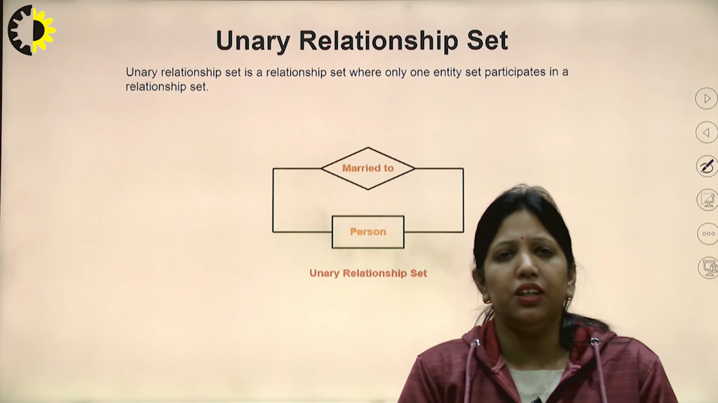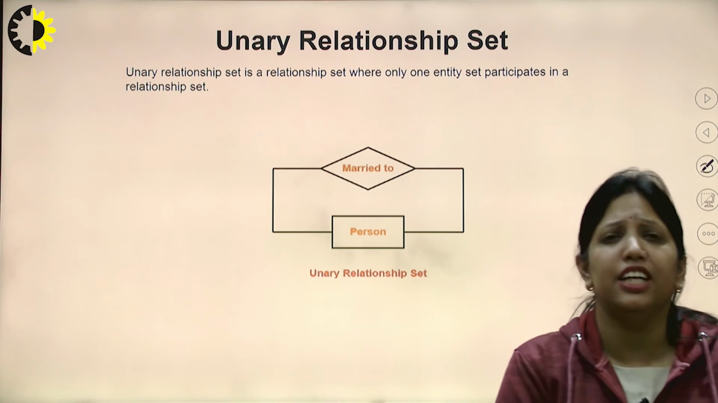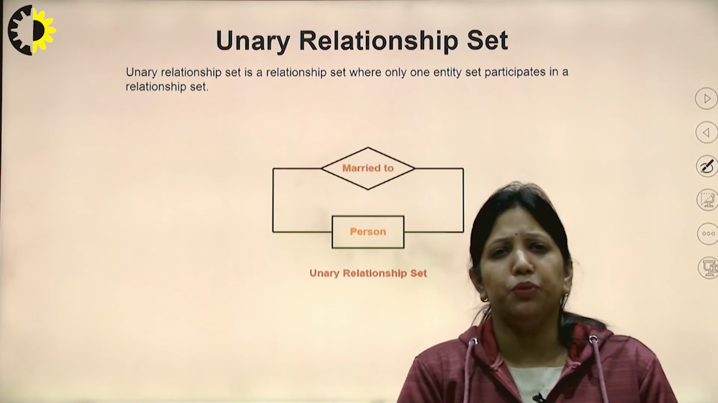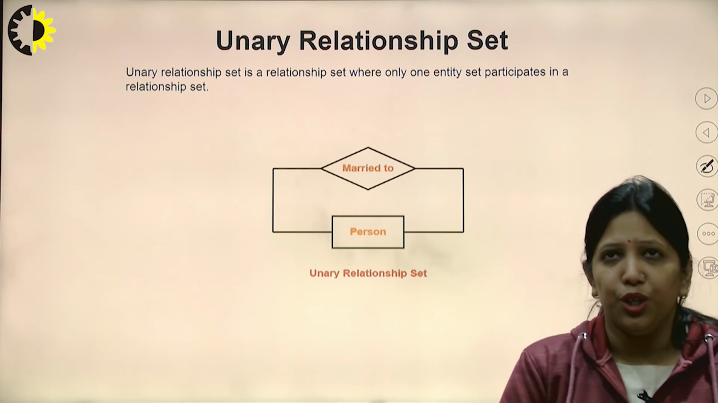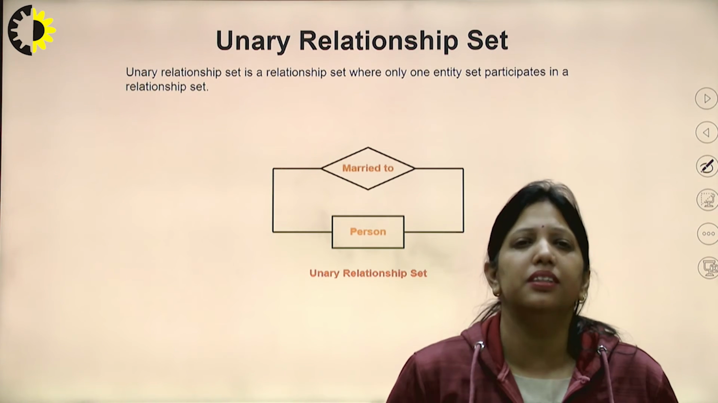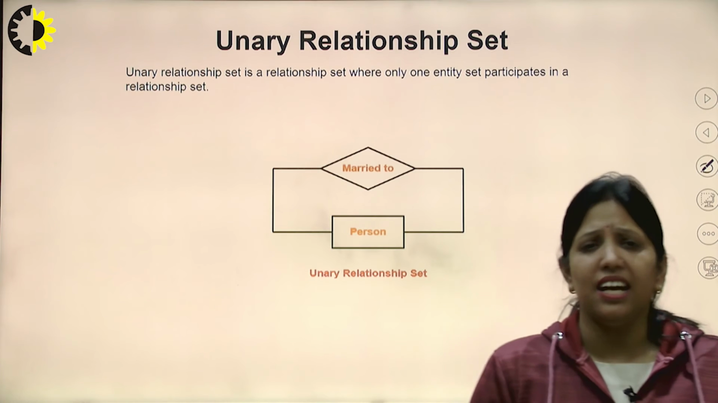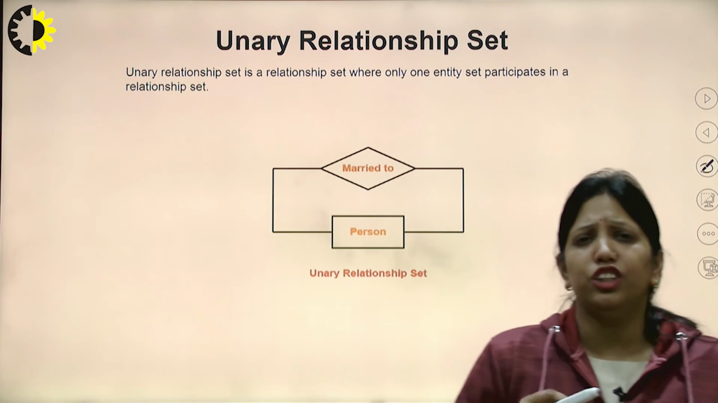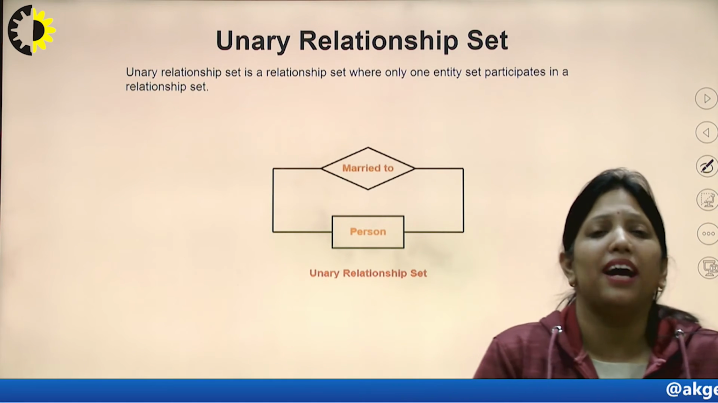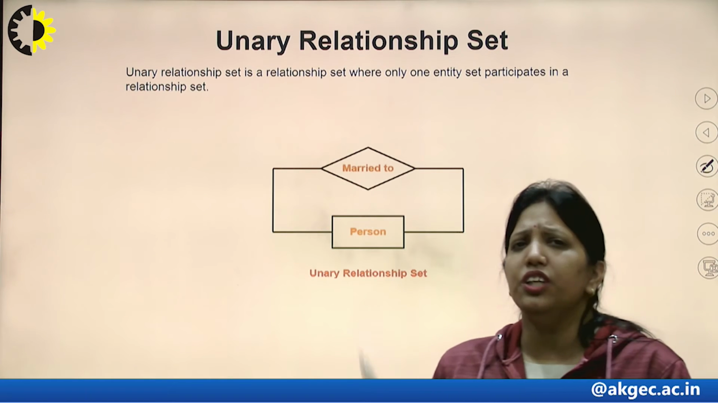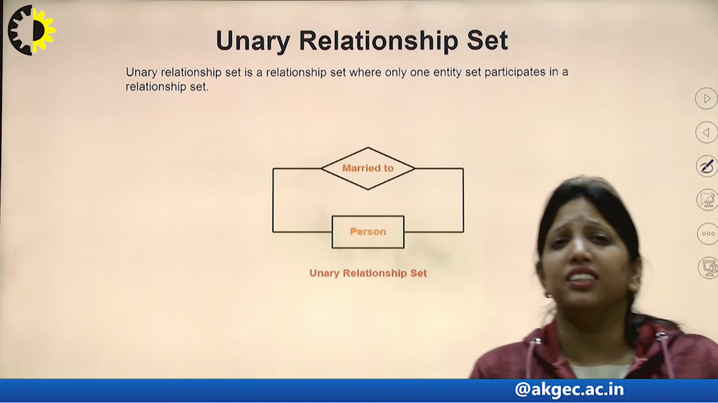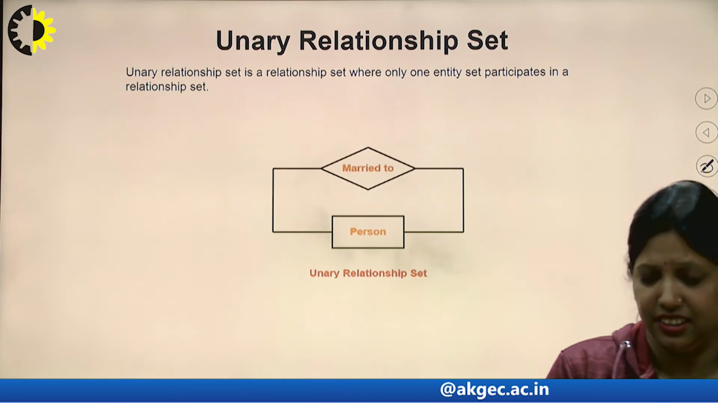For example, here we have an entity set of a person and the relationship between this person is married to. So, a person is married to a person. So, we have a single entity, that is person, and the relationship from person to person is married to. So, this is called the unary relationship. That relationship exists only on the one entity.